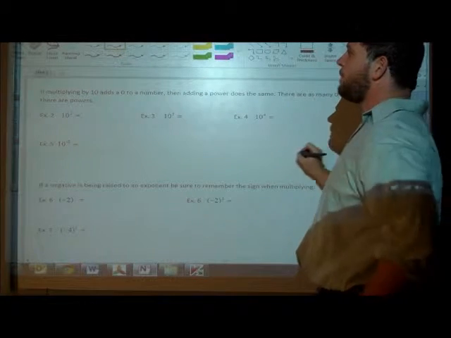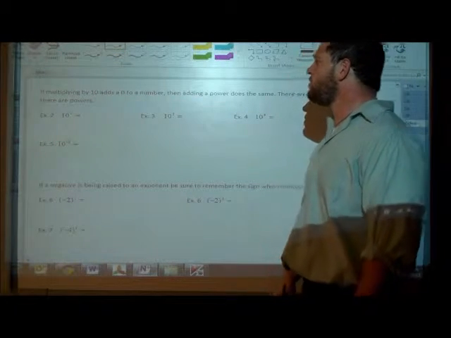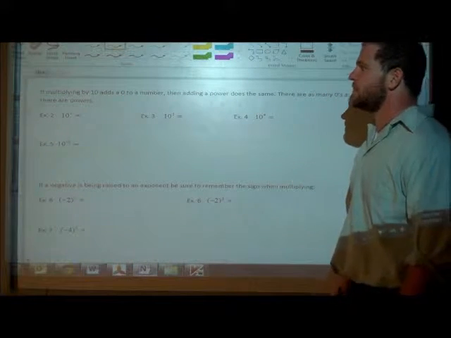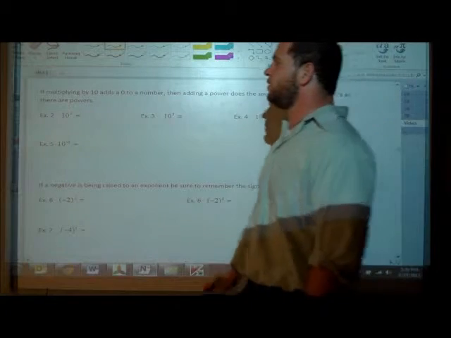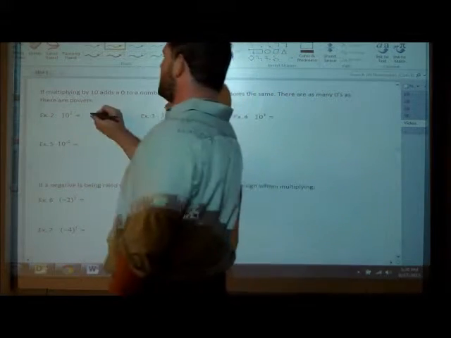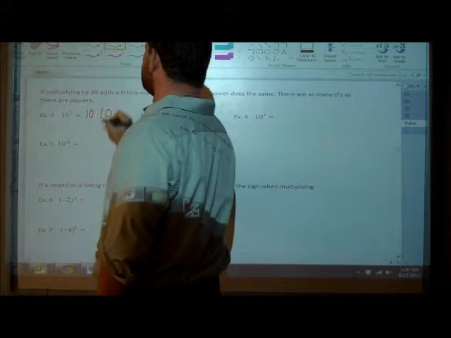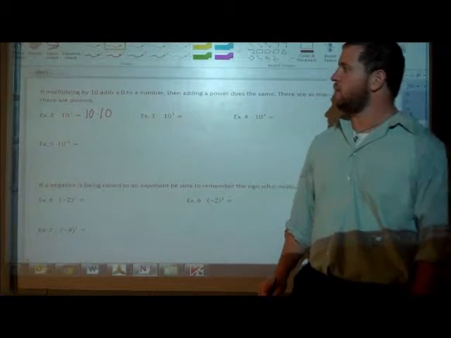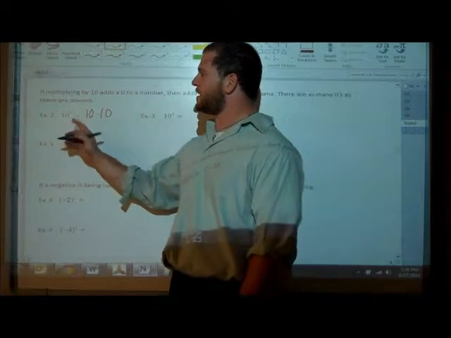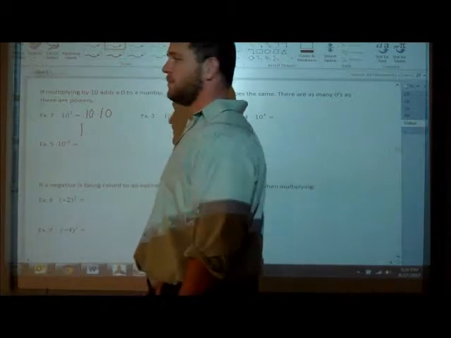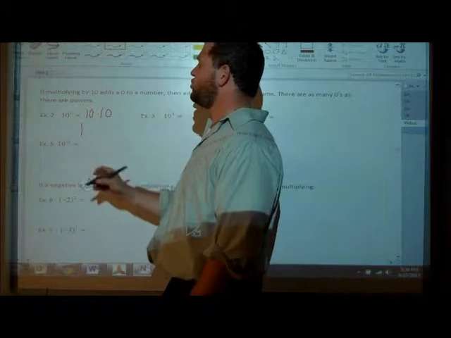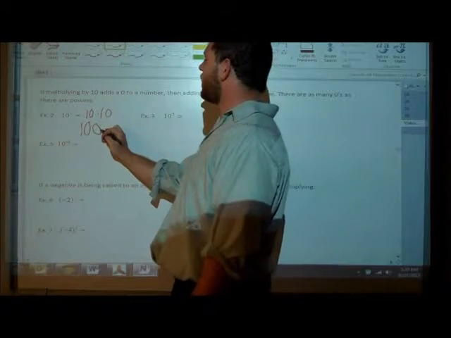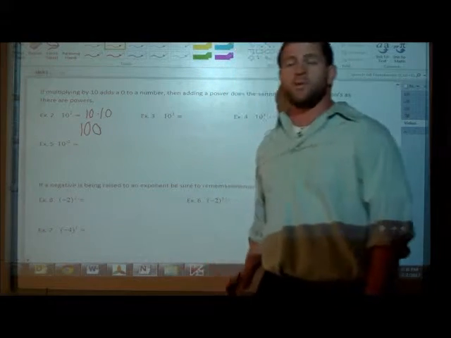If we're multiplying by 10, all you do is you add a 0. And then adding a power does the same. So there's as many zeros as there are powers. So, for example, 10 squared is 10 times 10, right? But if I have 10 squared, then I know that I'm going to have as many zeros as I do power. So I'm going to put 1, and then when I say squared, I have 2 powers, so 100, which actually is the same thing as what I would get if I did 10 times 10. And that's always going to be true.